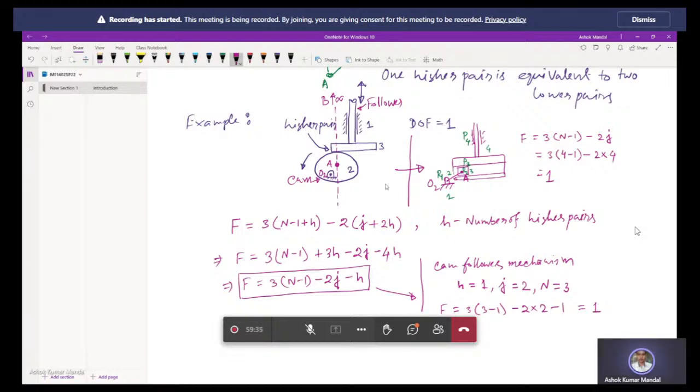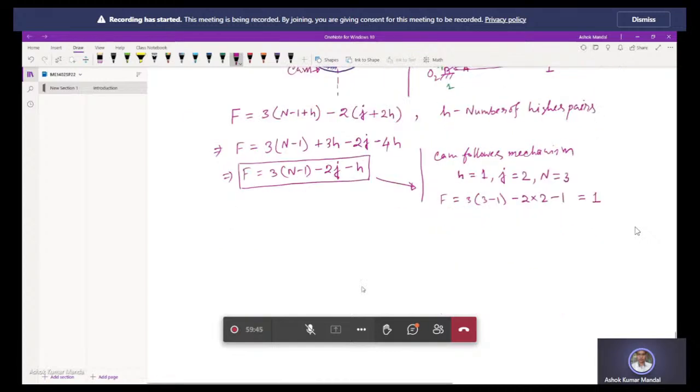So from now onward, if you have a higher pair in a mechanism, to find out the degree of freedom of that mechanism, you'll be using this formula. Let us go forward. We have some more special cases which need to be discussed here.